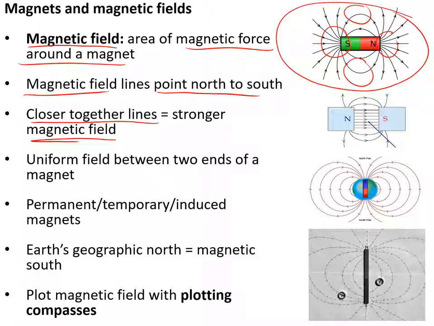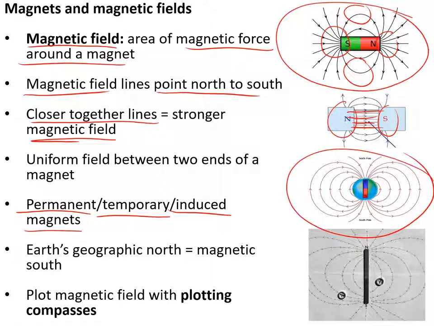Now, a uniform magnetic field can be created by putting the north of one magnet near the south of another, and you can see it's made of these parallel lines of magnetic fields. A permanent magnet is one that is always magnetic, but you can also have temporary magnets that are sometimes magnetic, and induced magnets that are only magnetic when they're near another magnet. And then we have the Earth's geographic north pole. So the Earth itself is a giant magnet, and the geographic North Pole is actually the magnetic South Pole, and the geographic South Pole is the magnetic North Pole.